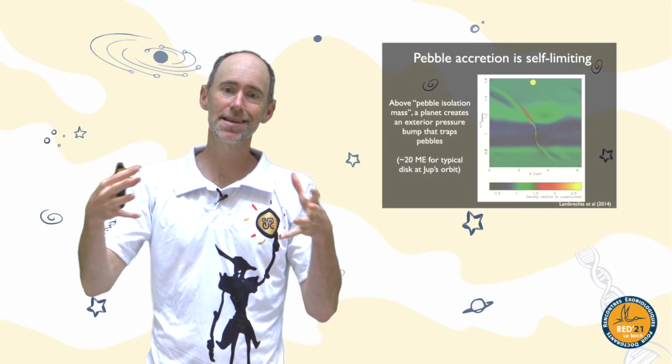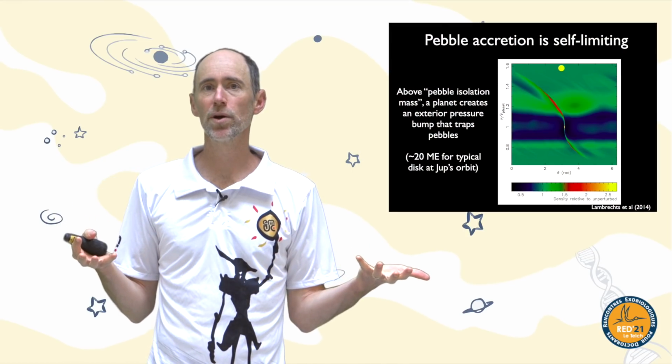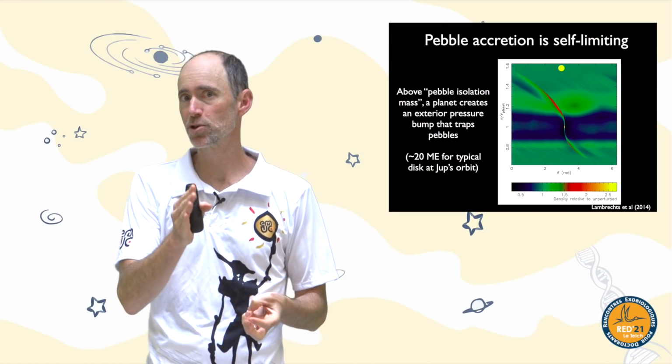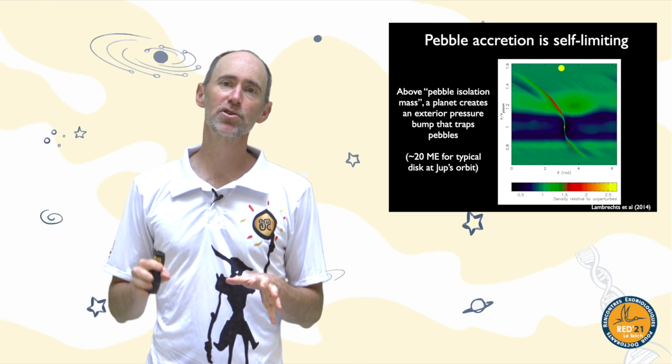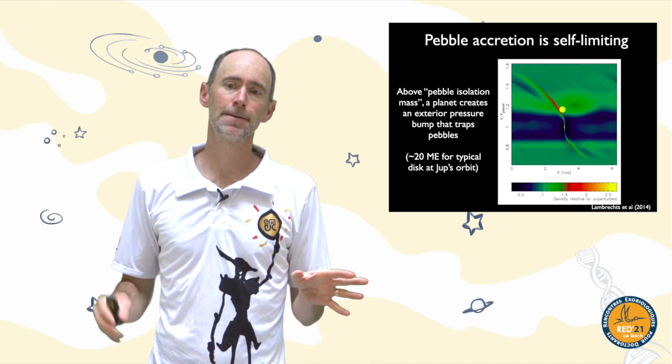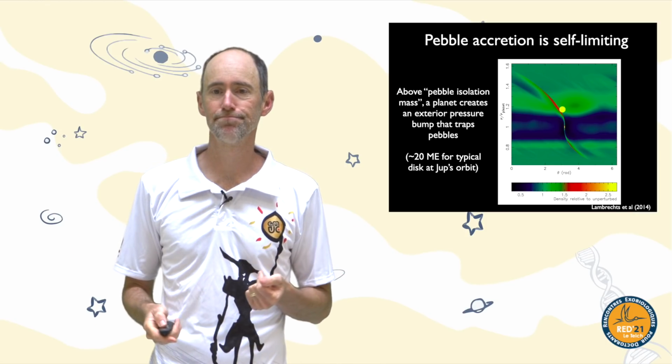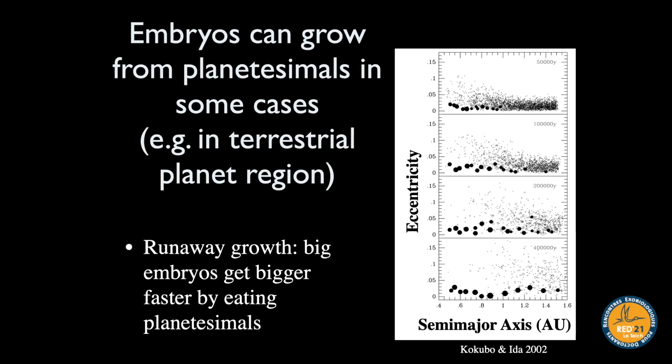And so at a given size, typically maybe 20 Earth masses or so at Jupiter's orbit for certain disk assumptions, pebble accretion just shuts itself off. And that's kind of interesting. In some cases, the planetesimal accretion idea, which was very predominant back in the day, is probably still as important.